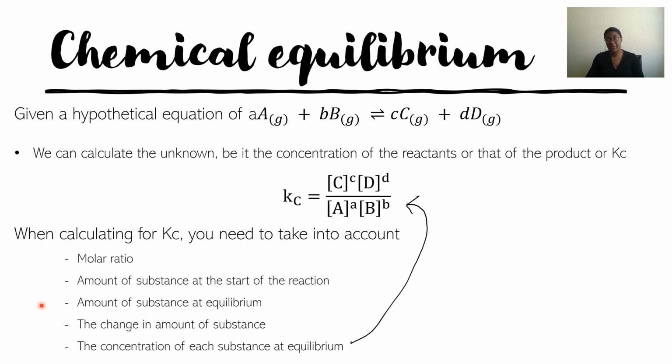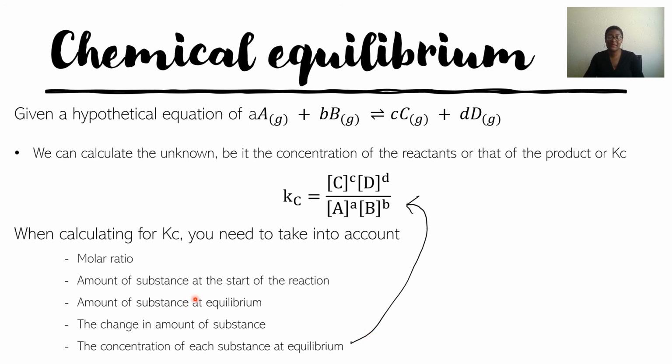So what is left on your reactant side, and what has been formed on your product side. That change in the amount of substance you will use to figure out the concentration of each of these substances at equilibrium, and then this concentration can be placed into your equilibrium constant formula. So the steps are here.